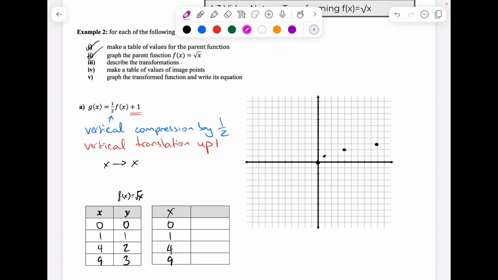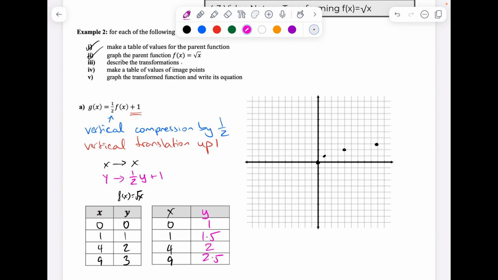And my y's map to, well, vertically compressed by a half, so it's going to be a half times y, and then translated up 1, so plus 1. So my new y values are 0, so a half of 0 is 0, plus 1 is 1. A half of 1 is a half, plus 1 is 1.5. A half of 2 is 1, plus 1 is 2, and a half of 3 is 1.5, plus 1 is 2.5. So let's plot these.